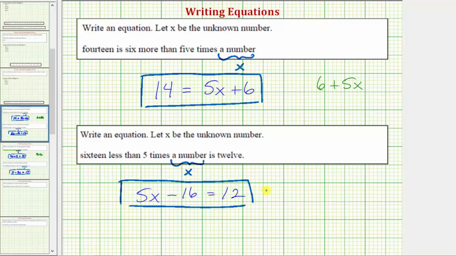And again, I want to talk more about the expression for 16 less than 5 times a number. It might be tempting to write 16 minus 5x. In this case, this would be incorrect because this is 5 times a number less than 16, not 16 less than 5 times a number. And because subtraction is not commutative, these two expressions are not equivalent. This would not be correct because it does not mean the same thing, and it would not give us the same solution to the equation.